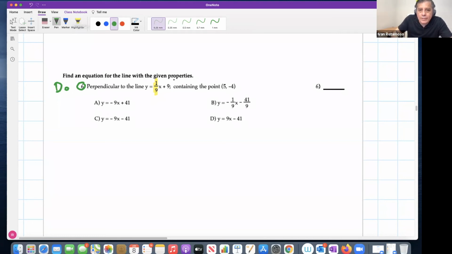And sometimes the students ask me, Professor, there is a +9 here. Do we ever use this number? Turns out we don't use the y-intercept of the given line. We explained that before with the parallel lines. This guy is not used for this problem. Only the slope is the one that we use. So don't worry about this.